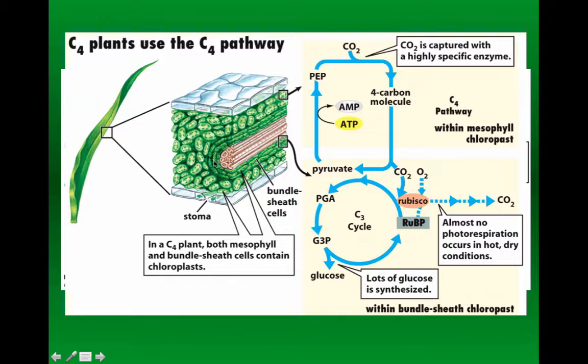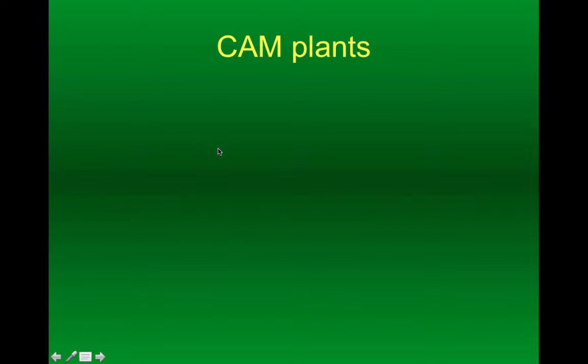In the bundle sheath cells, this is where the light independent reactions happen. This is where the dark reactions occur. This is where the Calvin cycle happens. This is dark reactions, light independent reactions out here in the bundle sheath cells. Again, the idea here is by doing the Calvin cycle here, we are able to prevent rubisco from coming into contact with oxygen, thereby preventing photorespiration.